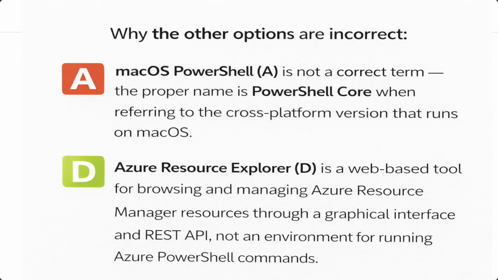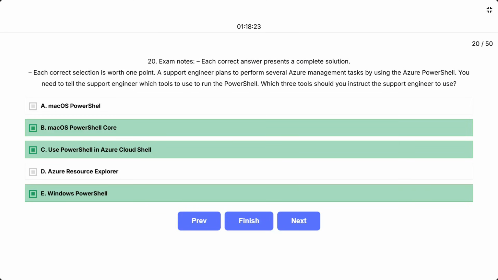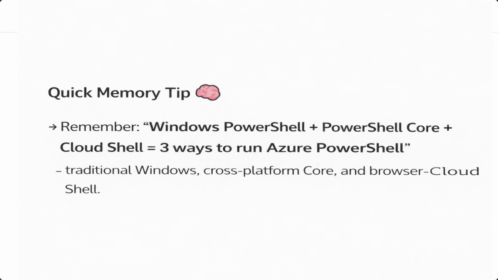Azure Resource Explorer, D, is a web-based tool for browsing and managing Azure Resource Manager resources through a graphical interface and REST API, not an environment for running Azure PowerShell commands. Quick memory tip. Remember, Windows PowerShell plus PowerShell Core plus Cloud Shell, 3 ways to run Azure PowerShell: traditional Windows, cross-platform Core, and browser-based Cloud Shell.